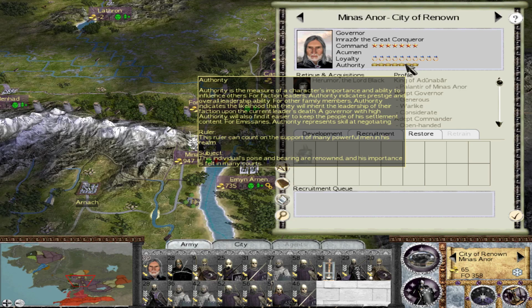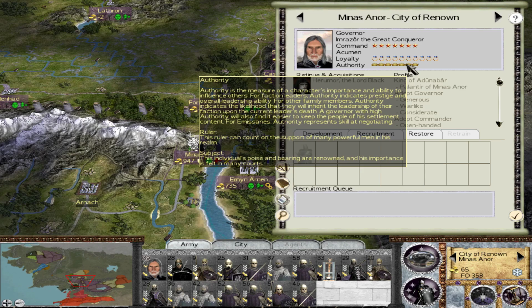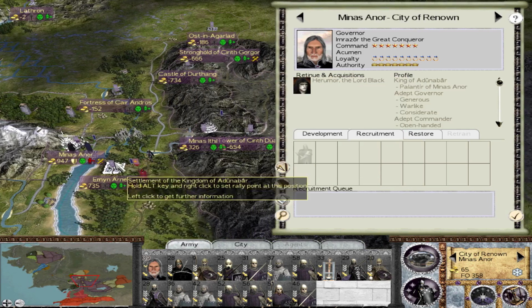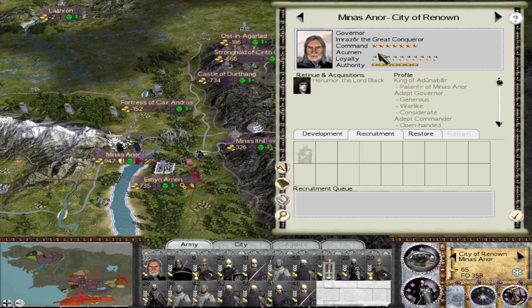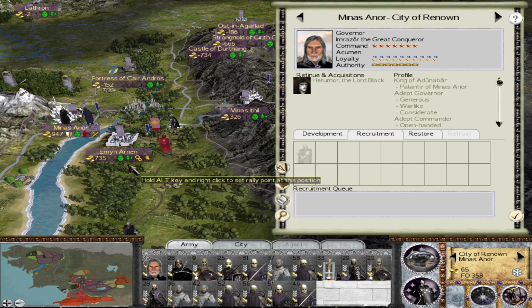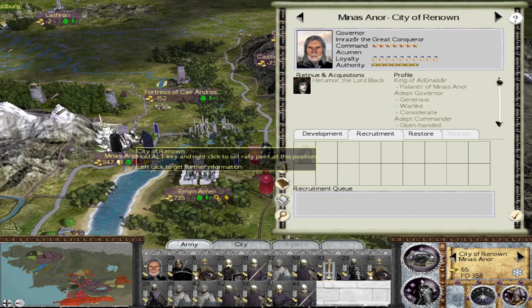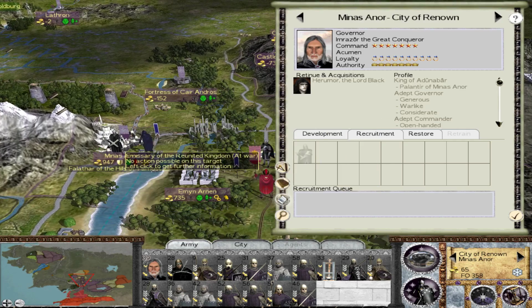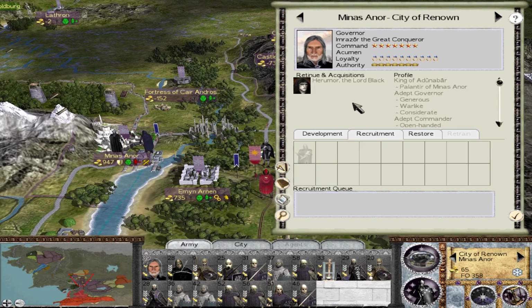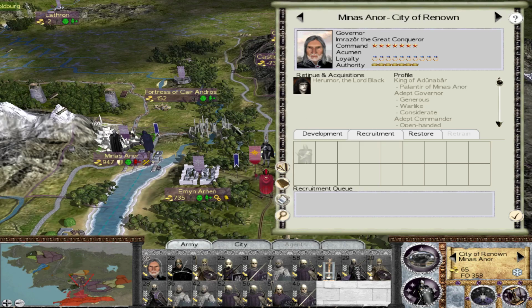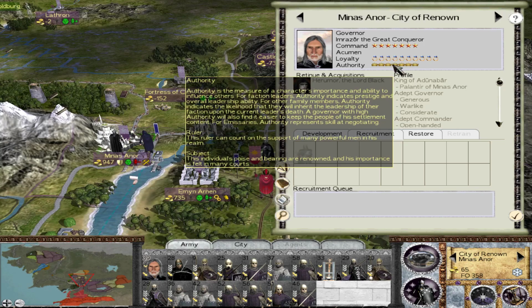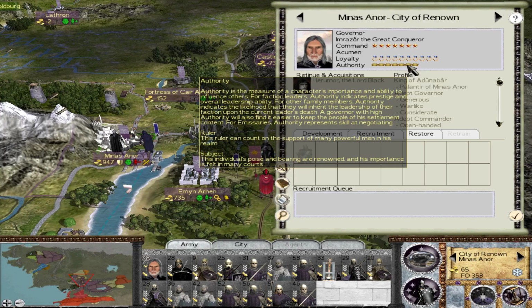So in 4th Age Total War, authority is a more important stat that can potentially have kingdom-wide repercussions. So let's take a look at what I mean. This is my faction leader, Imrazor the Great Conqueror. He is basking right now in his victory of conquering the White City of Minas Anor. He has just taken that. I'm playing the Kingdom of Adunabar, as you can tell, a cultic faction in the 4th Age, and we've just taken Minas Anor. And his authority is sitting rather pretty at 7 out of a possible 10.